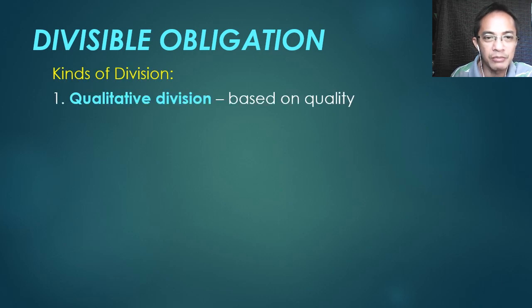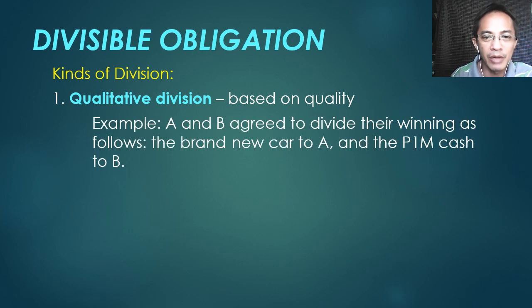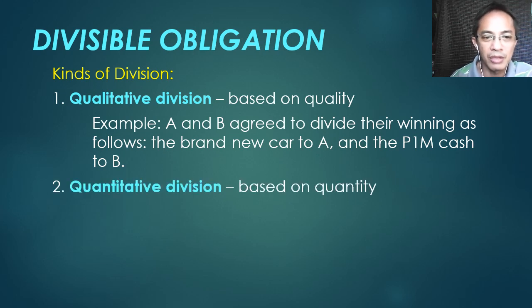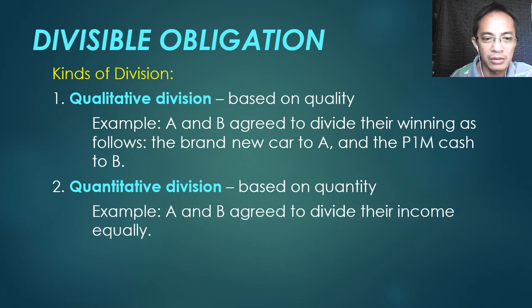So kinds of division, the division may be according to quality. For example, A and B, nanalo sila. They agreed to divide the winnings as follows. Yung brand new car para kay A and 1 million para kay B. So in this case, the division is based on quality. Hindi siya necessarily according to the amount because number 2 is the quantitative division. This is according to the quantity or the amount. Example, A and B agreed to divide their income equally. So regardless of anong yung income na yun, the amount will be divided equally.